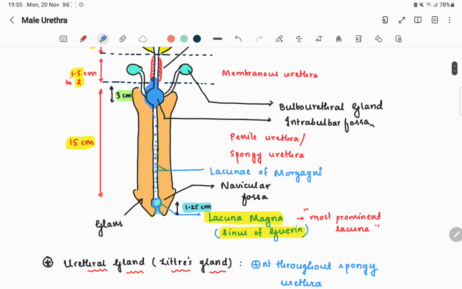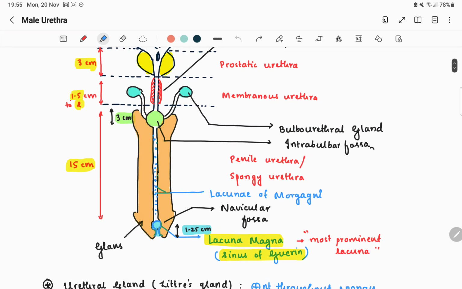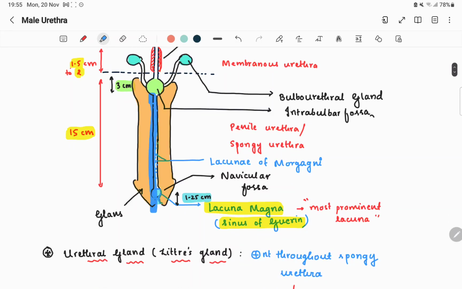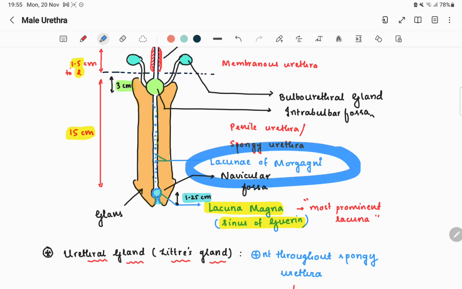And then you have a dilated part here, which is called the intrabulbar fossa, and these glands are your bulbourethral glands. Below this part, it is called the penile urethra or spongy urethra. And we have some lacunae present over here. They are called the lacunae of Morgagni.